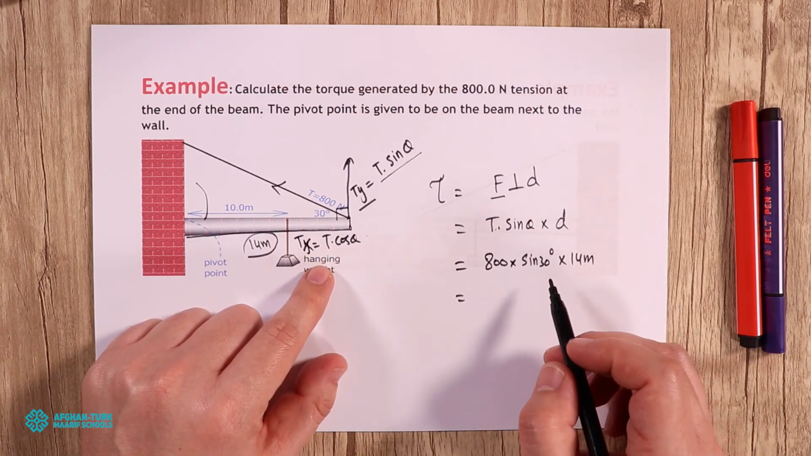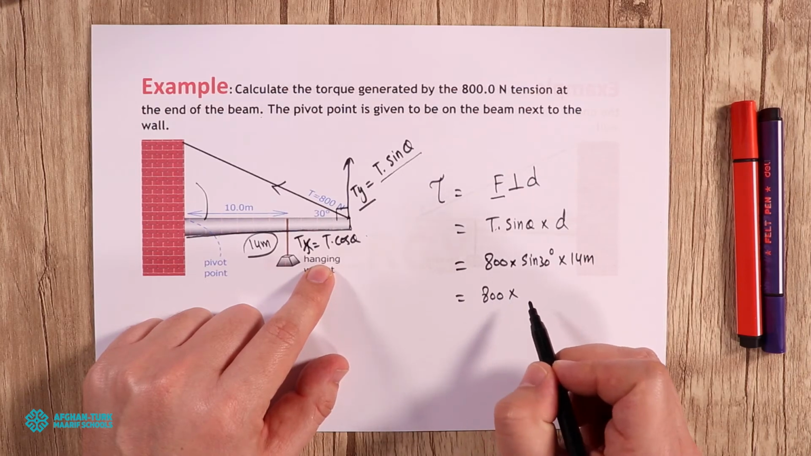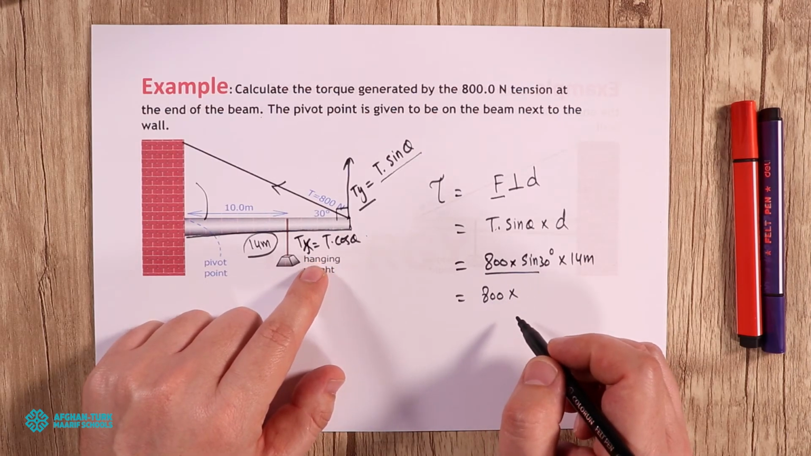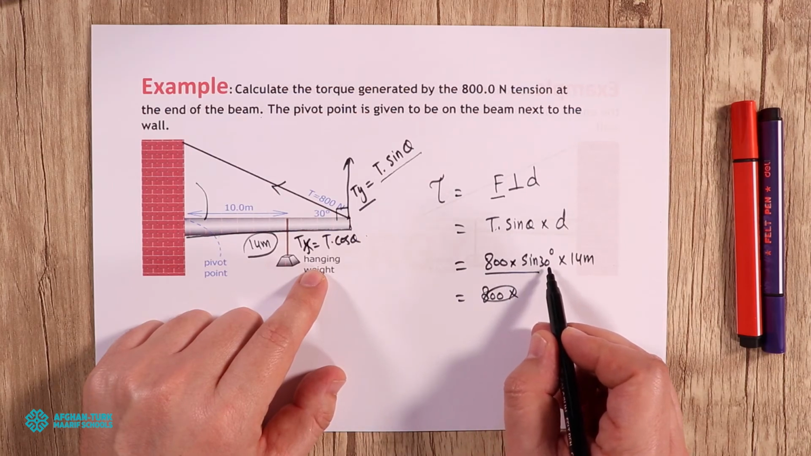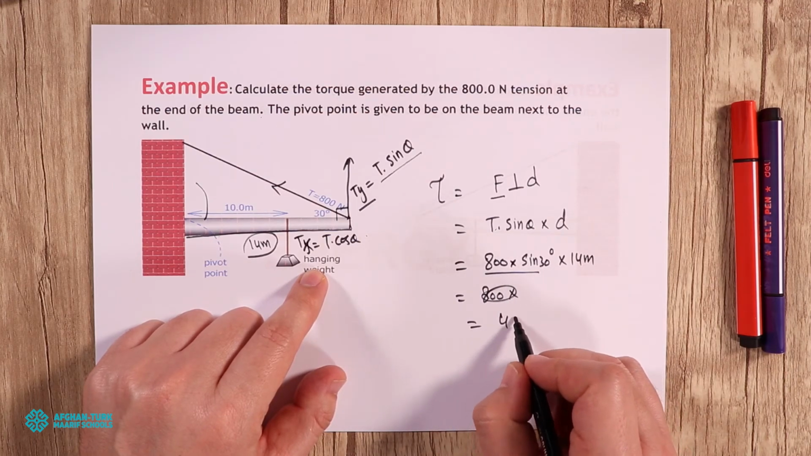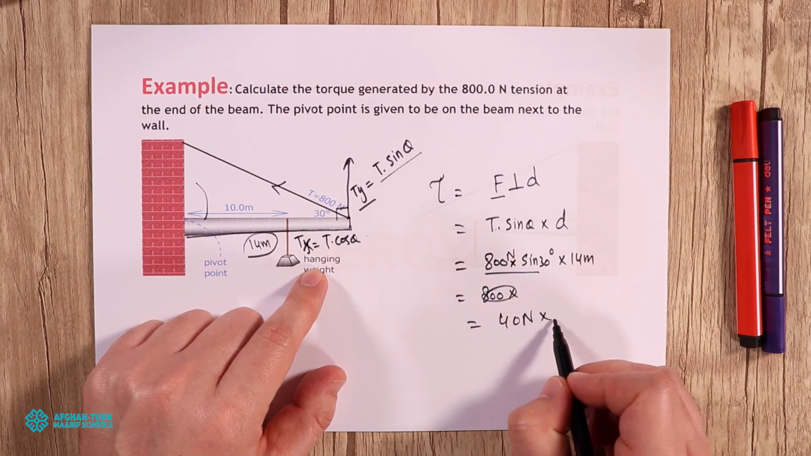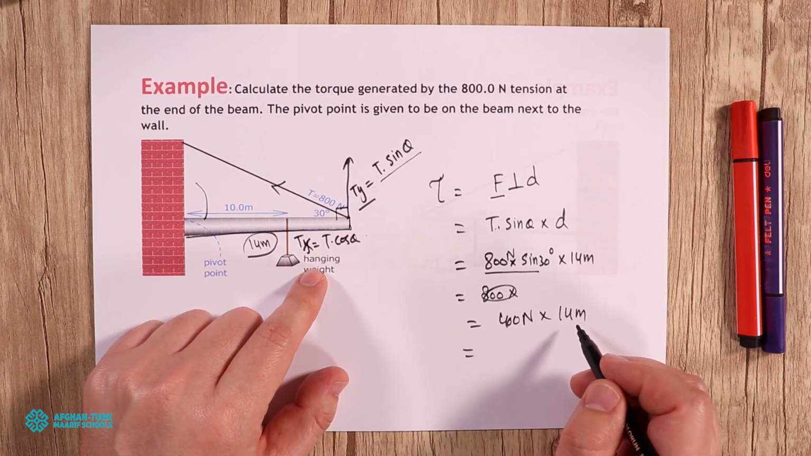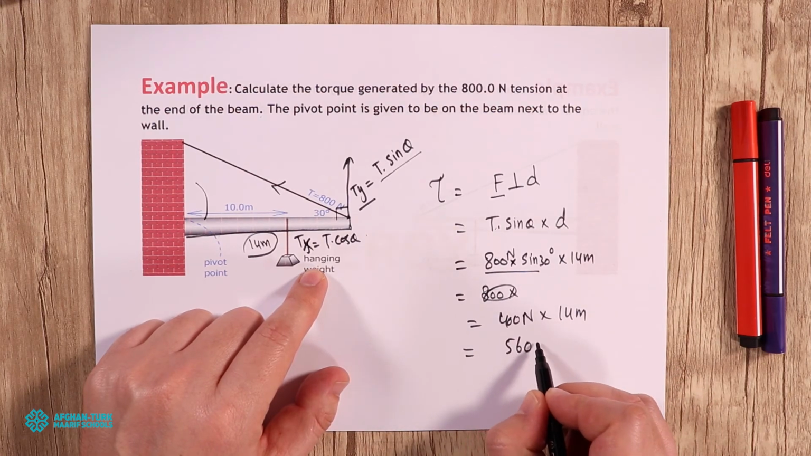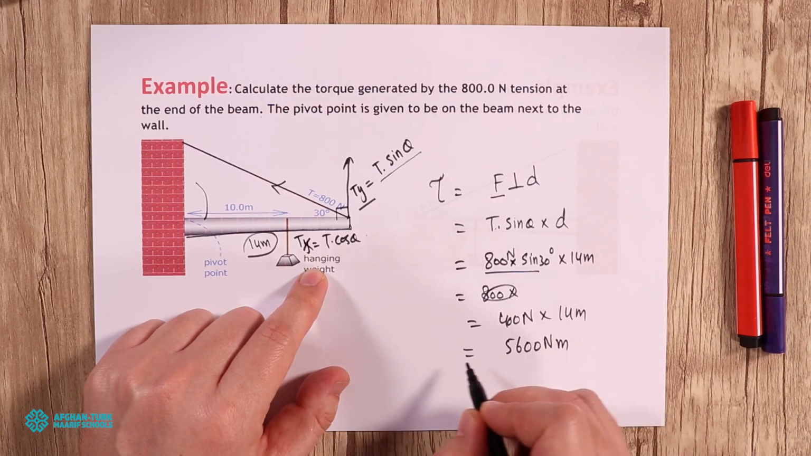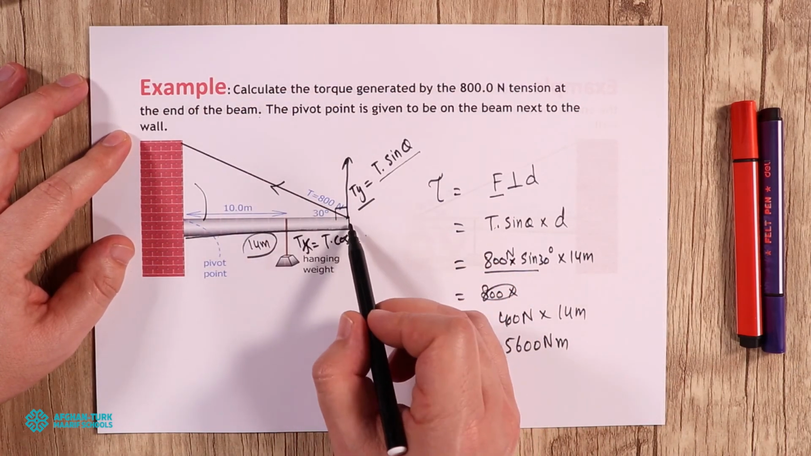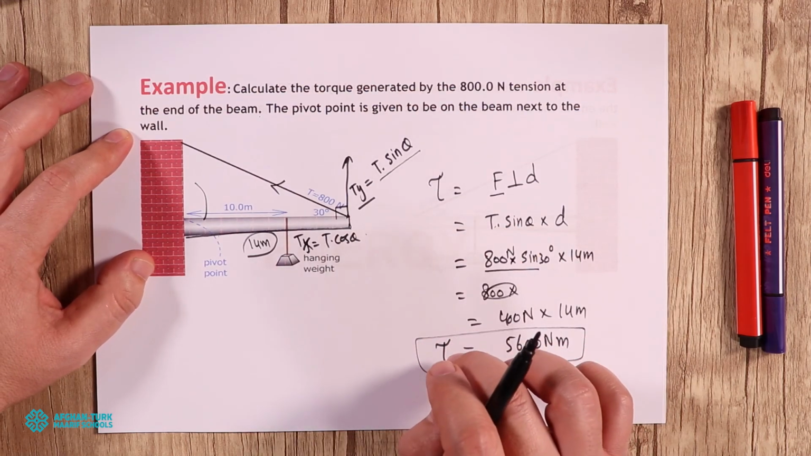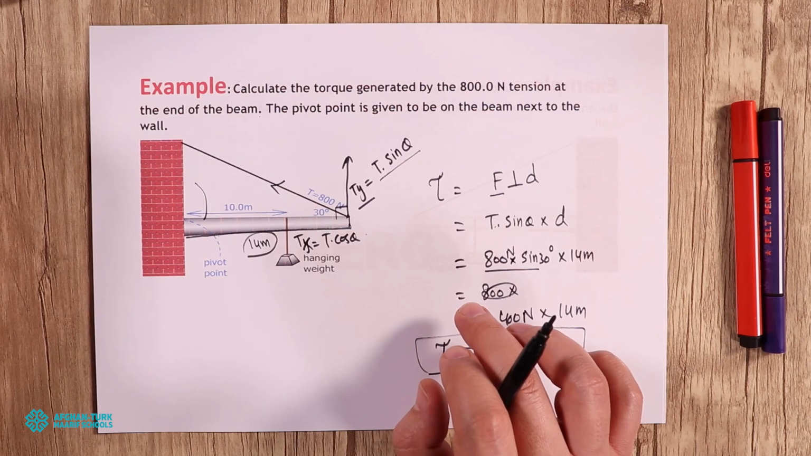Okay, let's see here. 800 multiplied by sine 30 is equal to 400 Newton, multiplied by 14 meter. Now 400 multiplied by 14 is equal to 5600 Newton meter. So the total torque produced by the tension force at this point is 5600 Newton meter. Okay students, so this is the second example of the second condition of equilibrium.